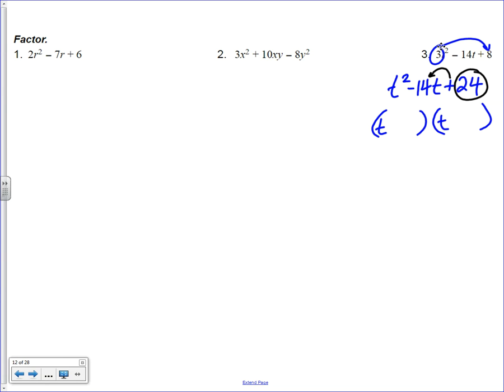12 and 2. Symbols have to be the same, and they both need to be. Okay. What was the original leading coefficient? 3. Does 12 divide by 3? It is. Okay. Does 2 divide by 3? Does it reduce? No. So I'm just going to move that 3 forward right off the bat, since it doesn't reduce. All right. What's my last one going to be here? 2? Okay.